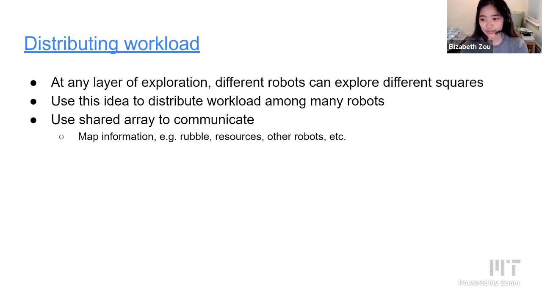And then you will only be using like 1 bit, one value in the shared array to communicate the map information over 10 rounds. So that's like some ideas that you guys can use.